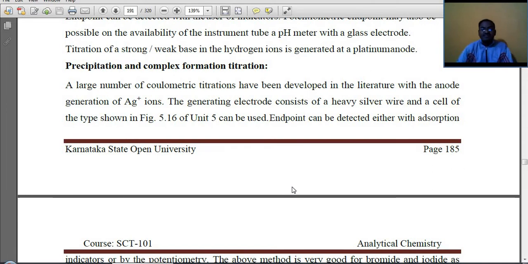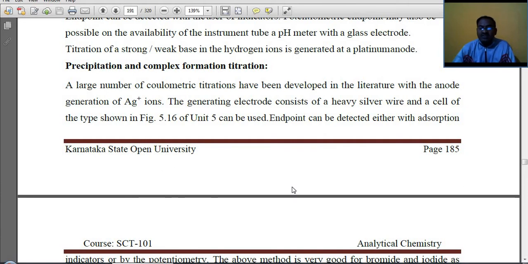The precipitation and complex formation titrations. This is also very important, asked as a 5-mark question. A large number of coulometric titrations have been developed in the literature. This is the anodic generation of Ag+ ion.